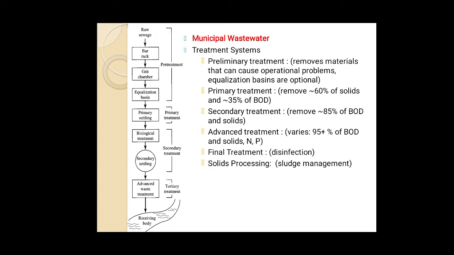This is just a diagram which shows the step-by-step treatment of sewage water. Here we can see that first of all, whenever the raw sewage is inserted, it passes through preliminary treatment which includes a bar rack or screen. Then after screening it is passed through a grit chamber, then an equalization basin. These are the three steps included in preliminary treatment.